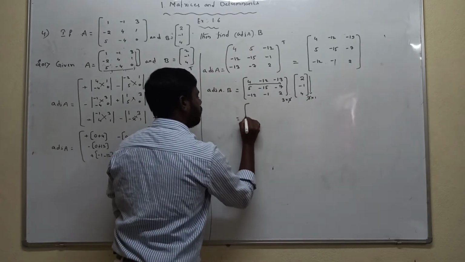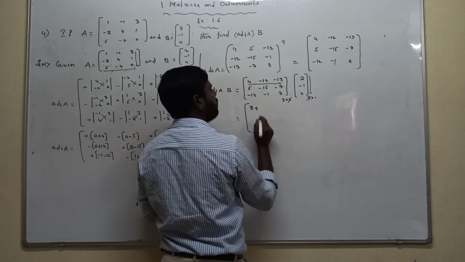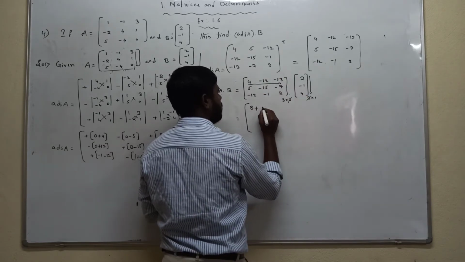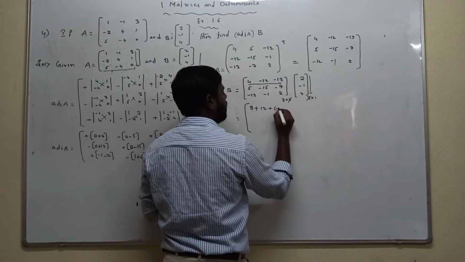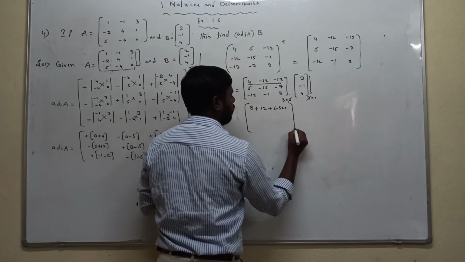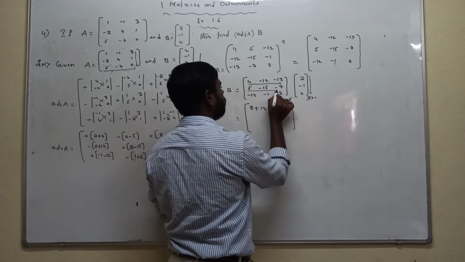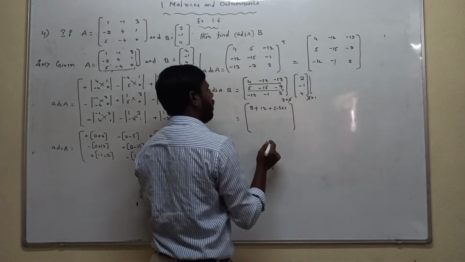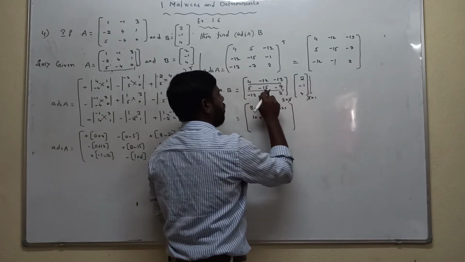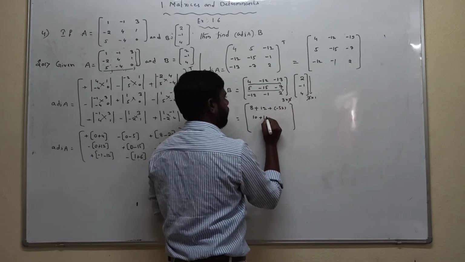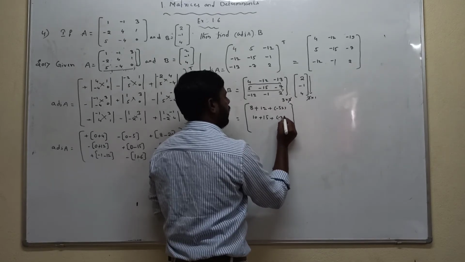So now the product: 4 into 2, 8. After that the symbol is plus. Minus 2 into minus 1, the value is plus 2. Plus minus 13 into 4, the value is minus 52. So the first column is over. Next we are going to the second row. Product with second row, first column. So 5 into 2, 10, plus minus 15 into minus 1, that value is plus 15, plus minus 7 into 4, that is minus 28.